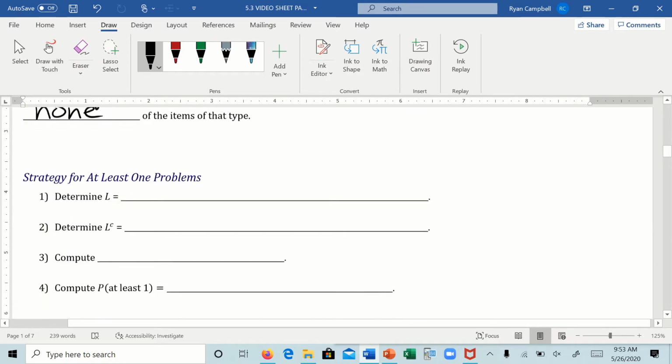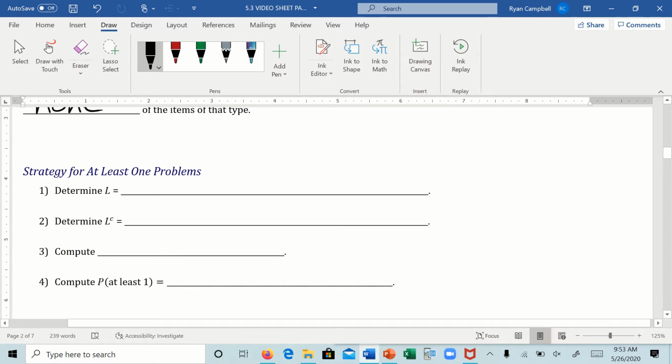So here's the strategy. There are 4 things that we need to remember, and these 4 things are the 4 steps. If you follow these 4 steps every single time, you will get at least one problems down easy. You just need to remember these 4 steps, and it's the exact same steps every single time.